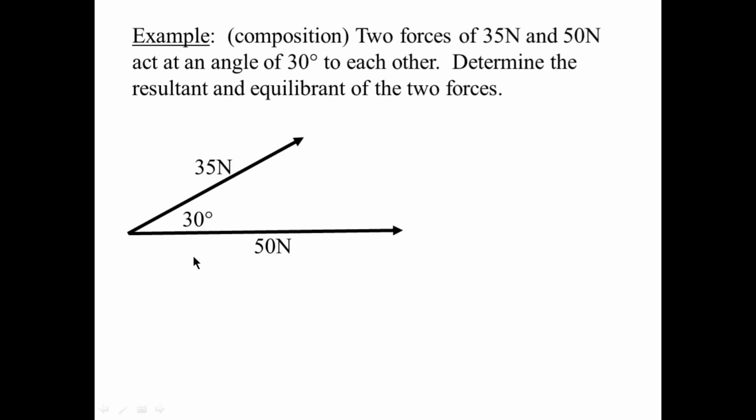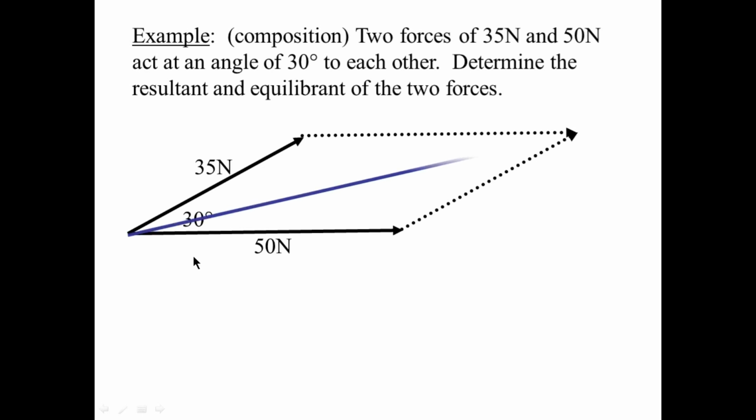To calculate the resultant, we add vectors. So it looks like the parallelogram method would be good. Let's make the parallelogram and draw in the resultant. So these two vectors together are making this blue. It's as if there was just this blue line pulling on an object located here. And that's called the resultant.